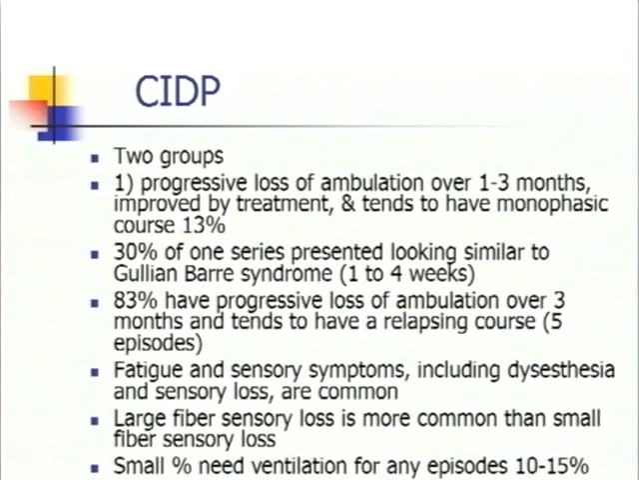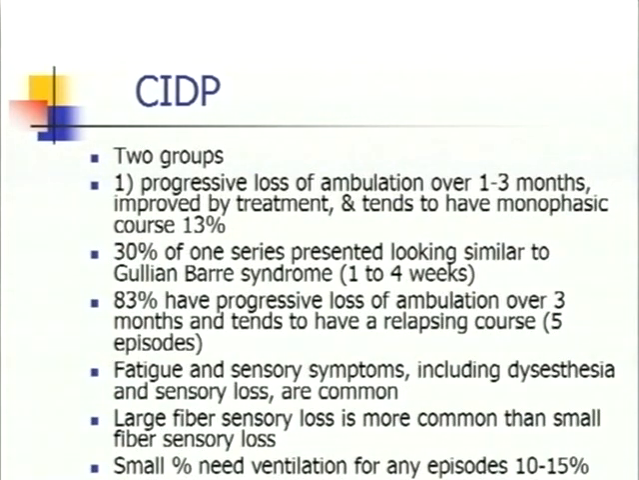This group overall tends to have two groups. There is a small percentage of the patients who tend to have a monophasic illness that presents over 1 to 3 months, and it's often improved by treatment that is also used for pediatric TM and ADEM. But there's the usual group, about 83% of them, that have this progressive loss of ambulation over 3 months, and they tend to have this relapsing course, and the usual is about 4 to 5 episodes.